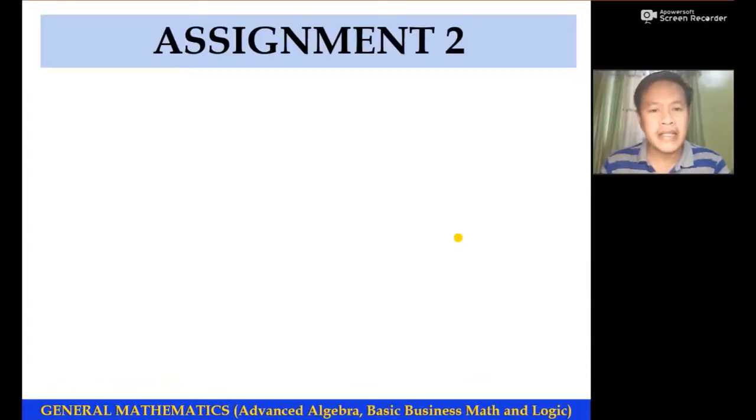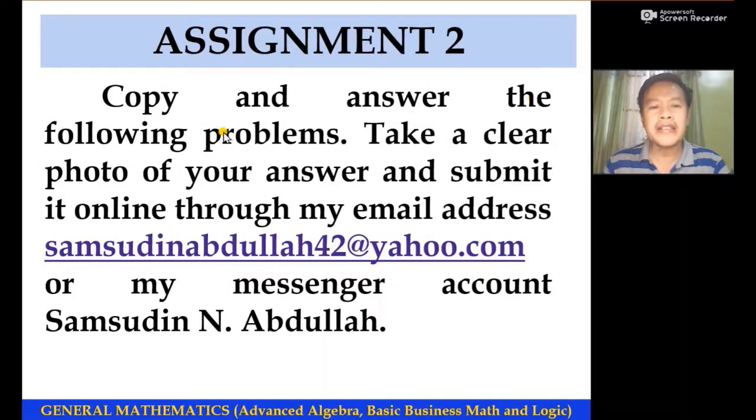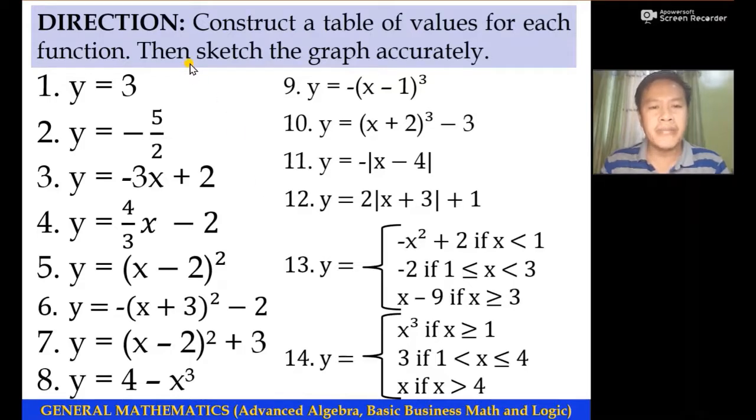This is your second assignment. I'm going to read the instruction. Copy and answer the following problems. Take a clear photo of your answer and submit it online through my email address, samsudinabdullah42@yahoo.com, or submit it in my messenger account, Samsudin and Abdullah. This is your assignment, students.